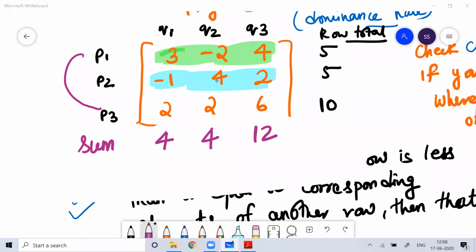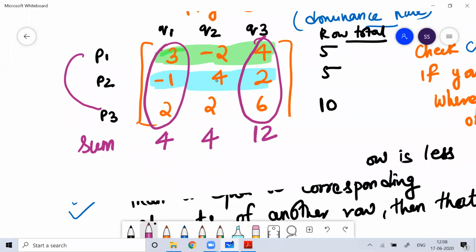Everyone, please see column 1 and column 3. If you see column 1 and column 3, 4 is greater than 3, 2 is greater than -1, and 6 is greater than 2. So you can see all the elements of column 3 are greater than or equal to all the elements of column 1.